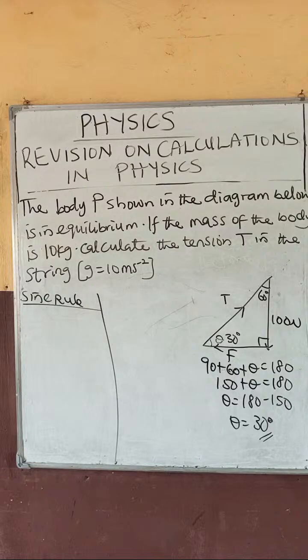P is a force, Grace. P is a force, okay? It is a force and it's acting down. So that is why we must multiply it by g to get the force. They give us the mass of the body, which is 10 kilogram, and the tension, okay? So we need to get the force on that body before we can resolve it. Is it clear now? Grace, is it clear?